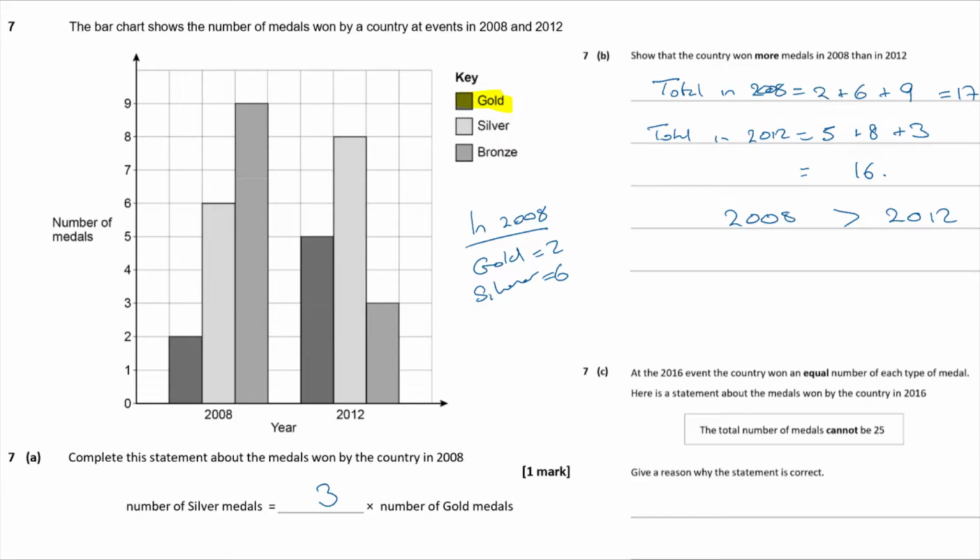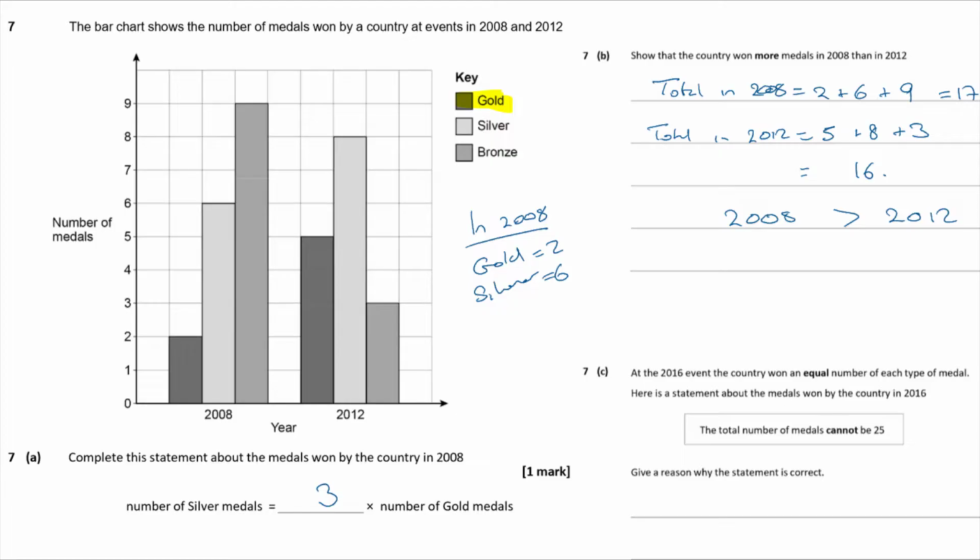And then finally, at the 2016 event, the country won an equal number of each type of medal. Here is the statement about the medals won in the country in 2016. The total number of medals cannot be 25. Give a reason why this statement is correct.